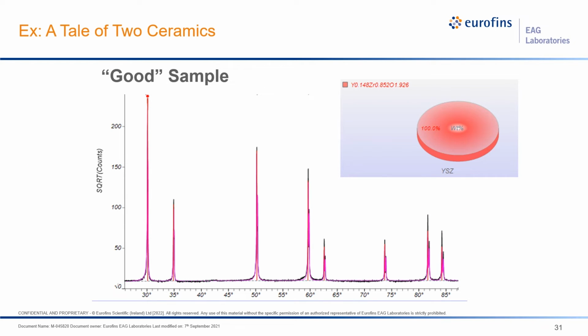We ran a typical theta 2 theta measurement that would probe the bulk of the sample, then matched the diffraction pattern to our reference database and found a match to the cubic form of YSZ. With no indication of any additional phases, this sample did seem to be good. Now let's examine the bad sample.